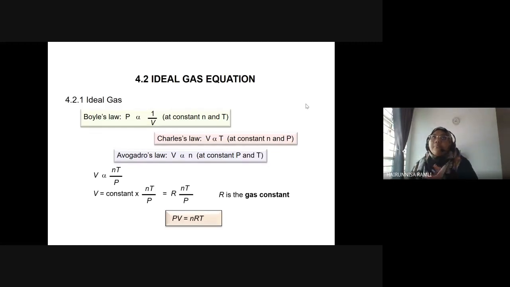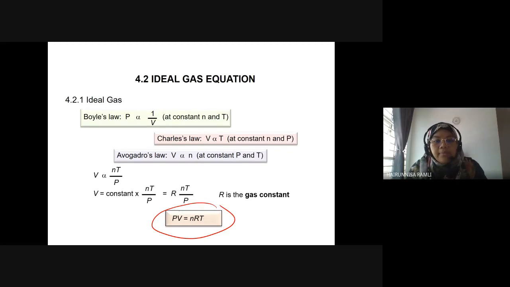Basically today you will learn the kinetic molecular theory. But before that, I think we should recap a little bit what you have learned in previous subtopics for chapter 4. You have learned Boyle's law, Charles' law, and Avogadro's law. When you combine all together, you will get the ideal gas equation, which is PV equals nRT.